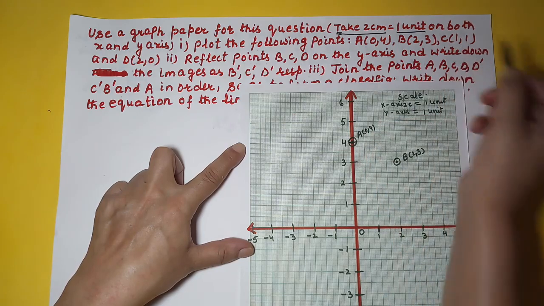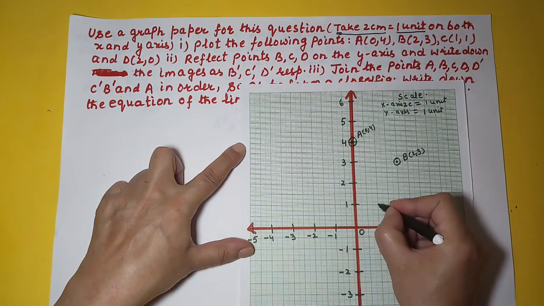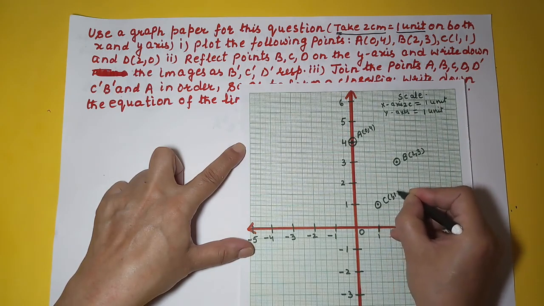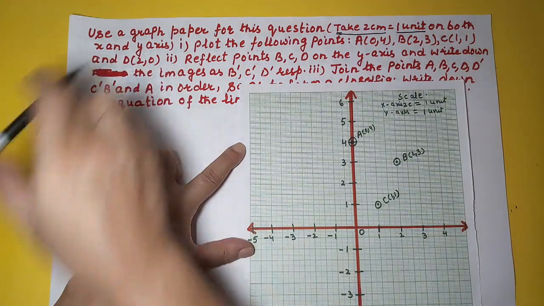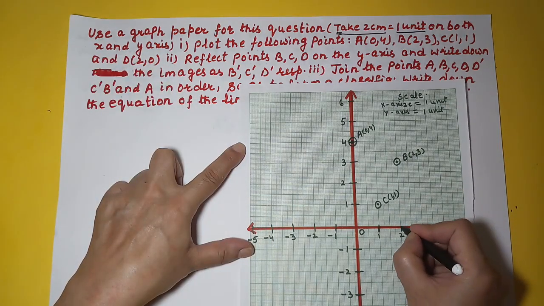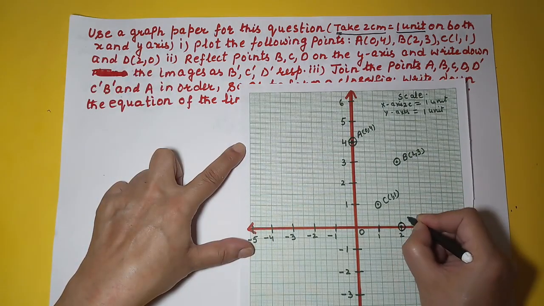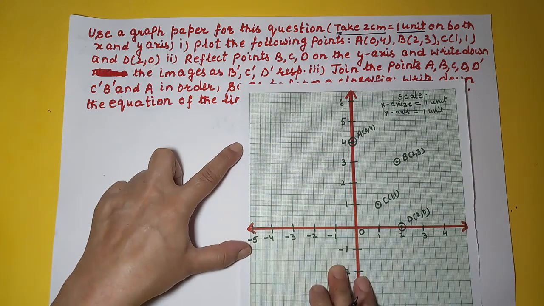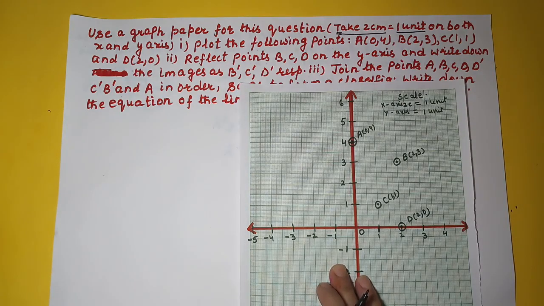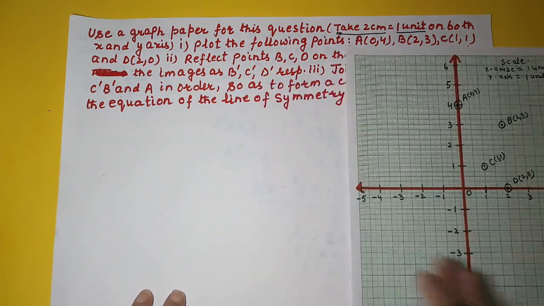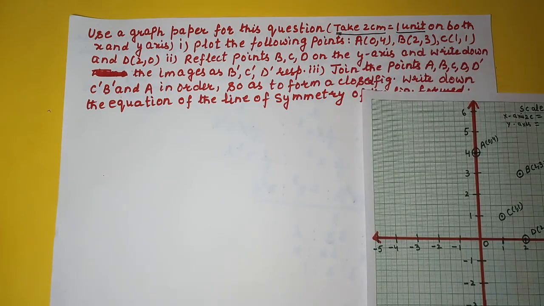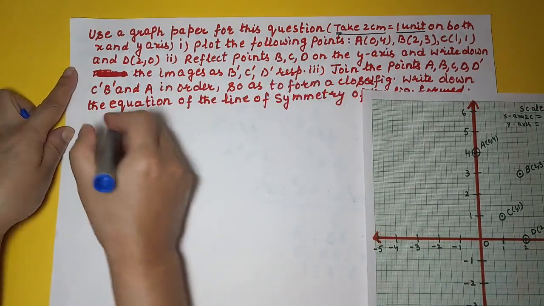Then C, 1 and 1. C is here, 1 and 1. Then D, 2 and 0. D, 2 and 0 means here, this is my D, which is 2 and 0. Now, he wants us to reflect these points on y-axis. So, let's first write that. We'll reflect these points on y-axis. Which are the points which we have to reflect on y-axis?